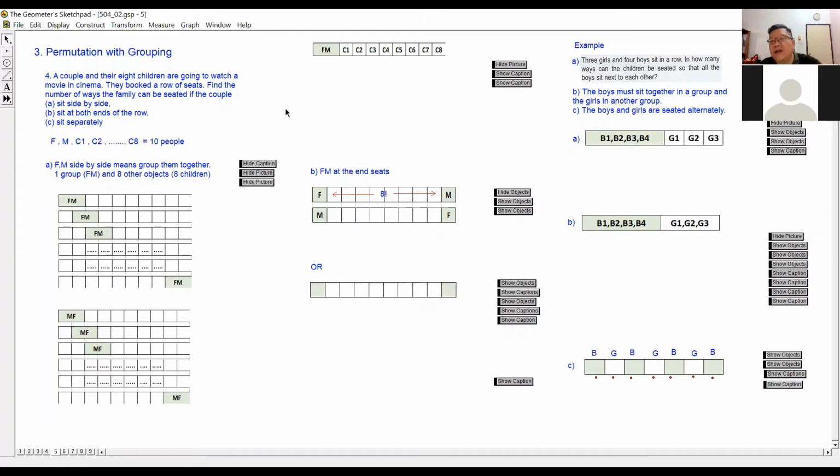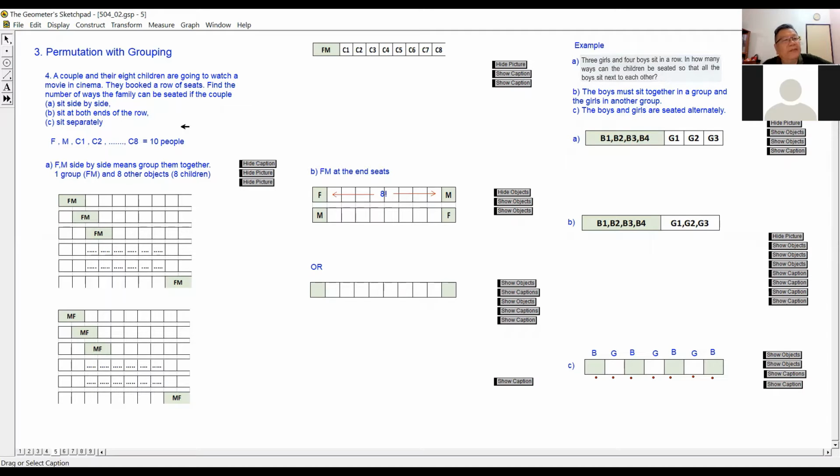So the father and mother form one group. Children group or not, children no need to group them together. The children can be separated. So first of all, we count how many people are there. There are father and mother, child number one, child number two, until child number eight. So altogether, there are 10 people.